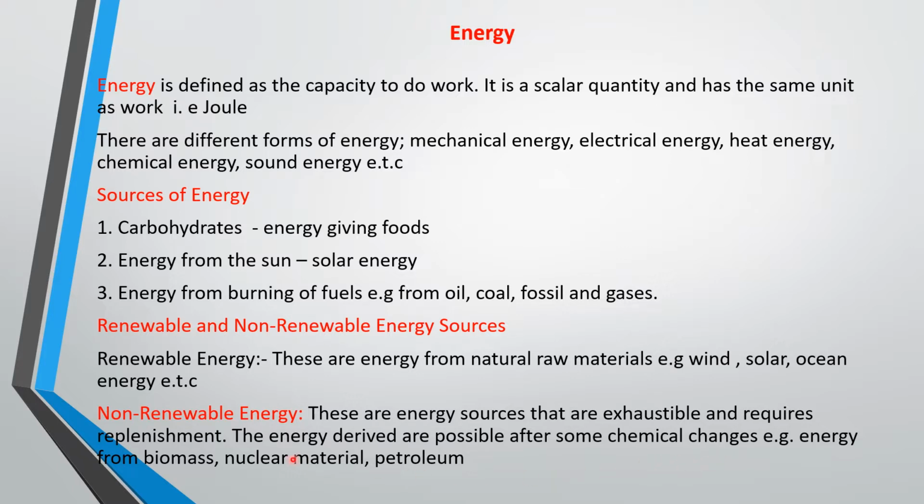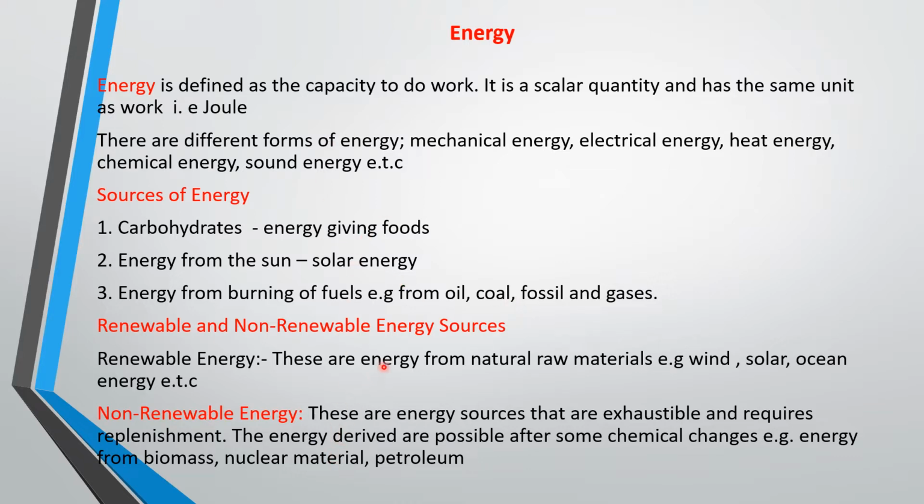Energy from biomass is from vegetation, so when you burn vegetation, you can get energy. You can also get energy from nuclear sources. All these types of energy are known as non-renewable energies. The ones from natural sources are known as renewable energy sources. Please take note of all these. These are some kinds of questions you might be asked in your physics theory. This is just a brief introduction to energy.